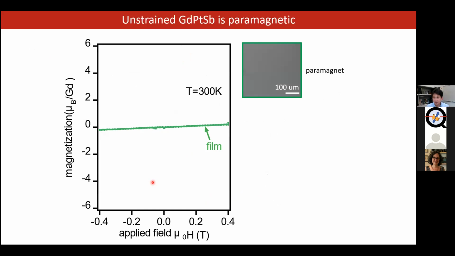So if you take one of these samples that's grown directly on a substrate, so let's just call it a film, you grow it thick enough so that it's unstrained, and you measure by SQUID M versus H, you'll find this nice linear relationship at room temperature, and the material is paramagnetic as expected.